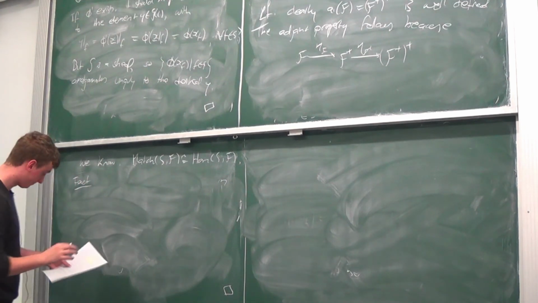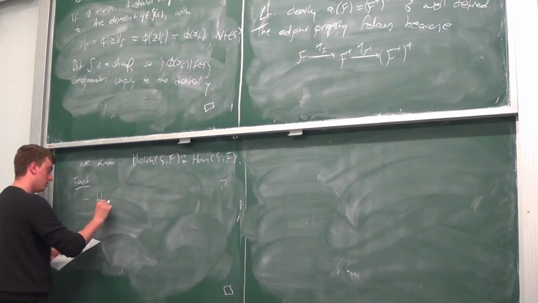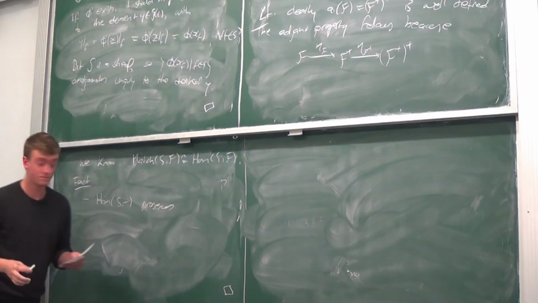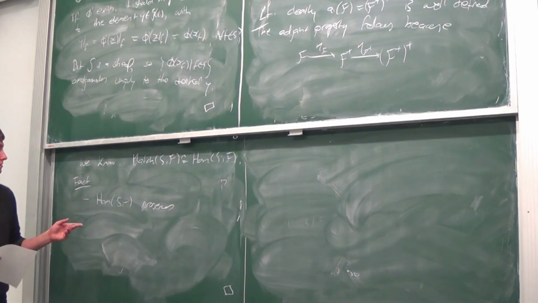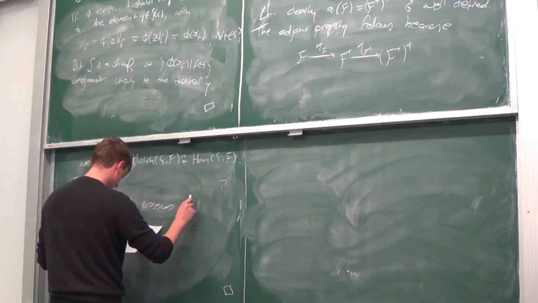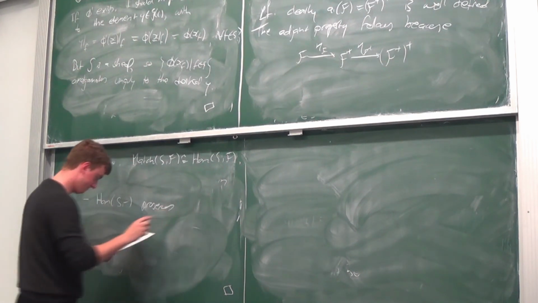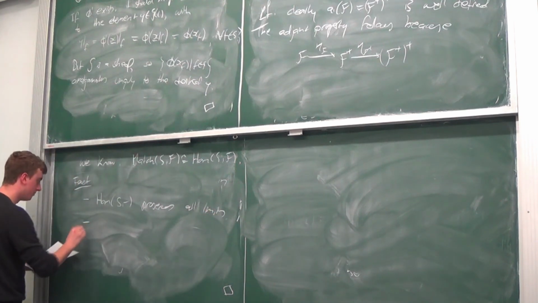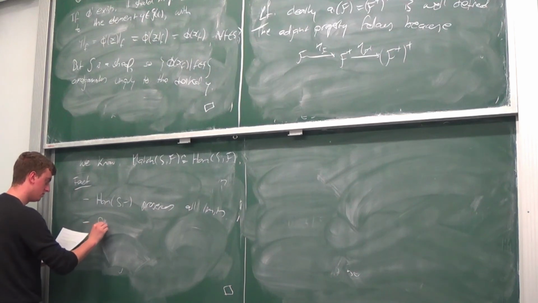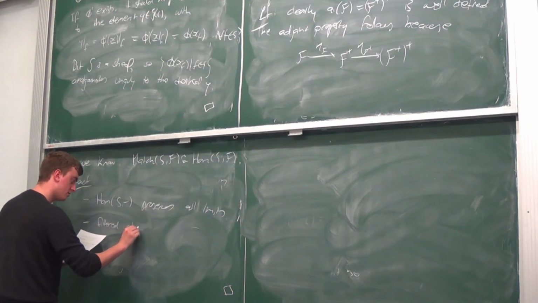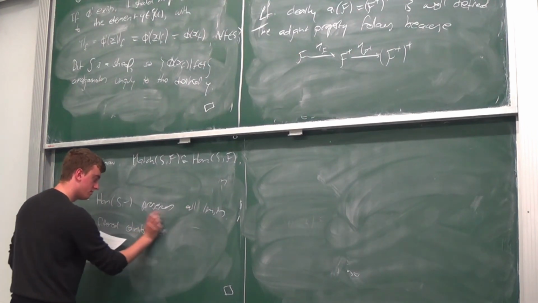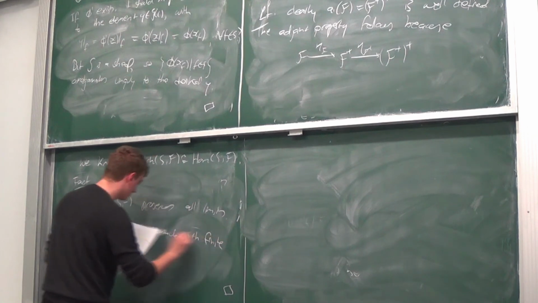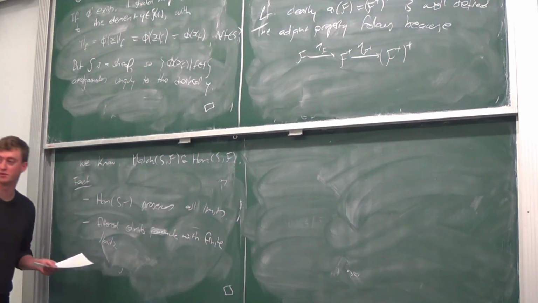I'm going to use a couple of facts. These are basic facts from category theory. It's the fact that Hom preserves all limits, and two, filtered co-limits commute with finite limits. The second one is really the crucial point.